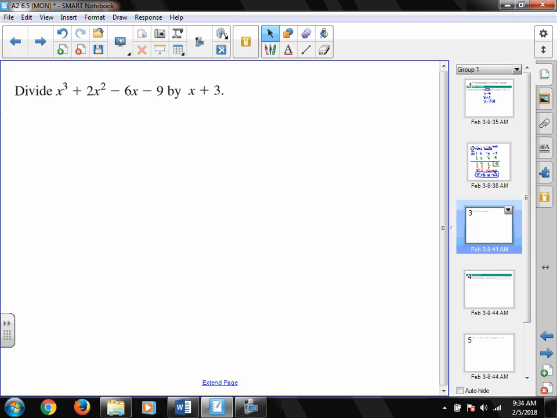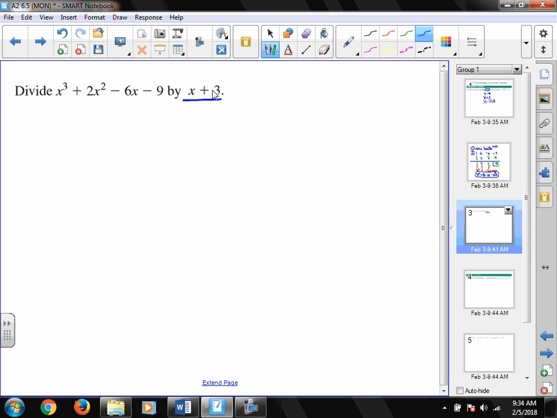Now we're going to divide x cubed plus 2x squared minus 6x minus 9 by x plus 3. First of all, am I in the form that I can use synthetic division? Yes. How do you know? Because x plus 3 is a form that we can use.